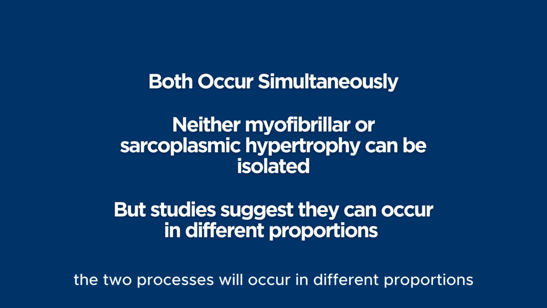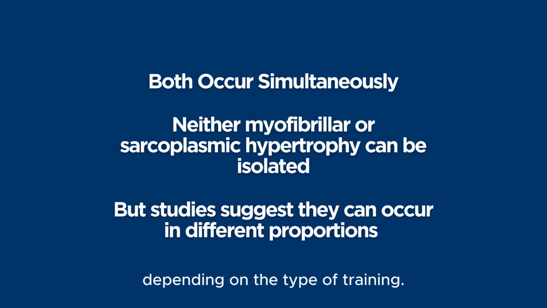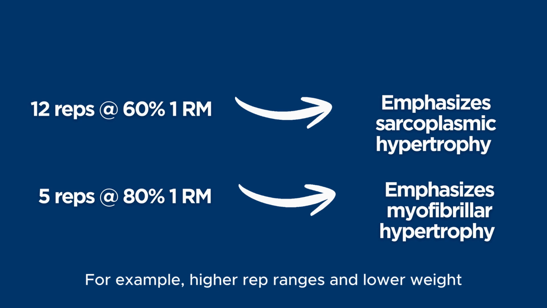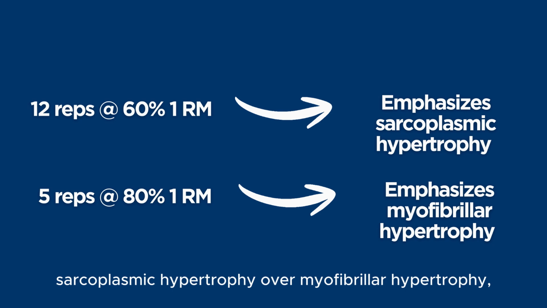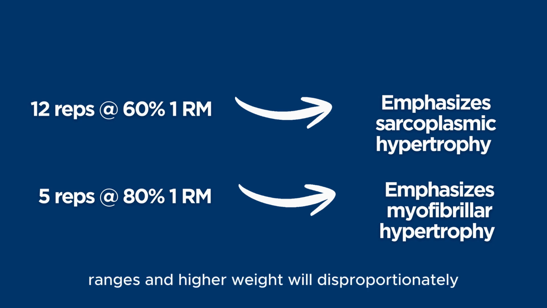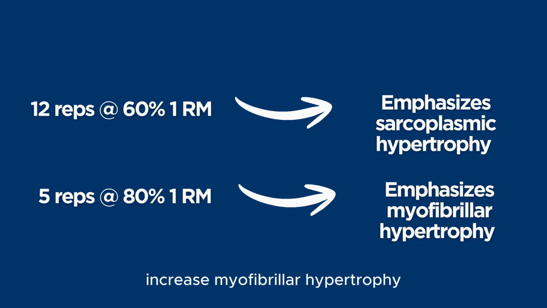However, the two processes will occur in different proportions depending on the type of training. For example, higher rep ranges and lower weight will disproportionately increase sarcoplasmic hypertrophy over myofibrillar hypertrophy, but lower rep ranges and higher weight will disproportionately increase myofibrillar hypertrophy over sarcoplasmic hypertrophy.